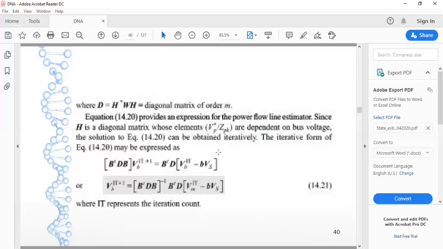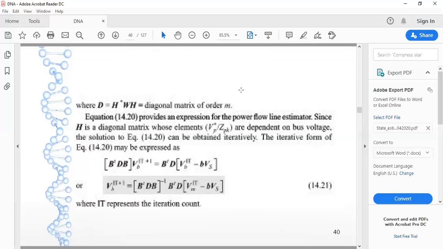See over here, the beauty of this is that once we get the value of D, it does not change after each iteration. It remains constant. In the same way, B and B transpose also remain constant. So the only thing that keeps on changing is the value of VB after each iteration. The rest of the components, small b and the slack bus voltage, all remain constant.